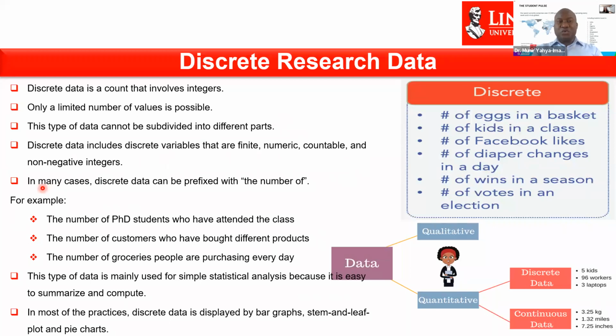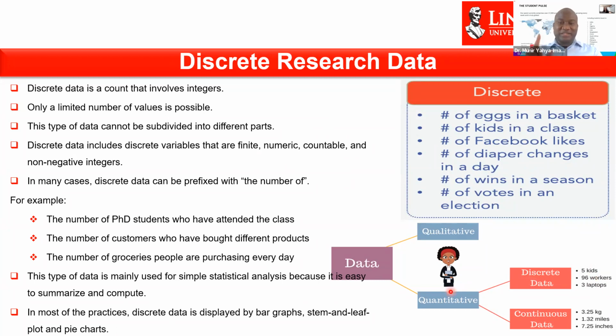So, for example, you can say the number of PhD students who have attended the class. That's an example of discrete data. The number of customers who have bought different products. The number of groceries people are purchasing every day. This type of data is mainly used for simple statistical analysis because it is easy to summarize and compute. In most practices, discrete data is displayed by bar charts, stem and leaf plots, as well as pie charts. It can be number of eggs in a basket, number of kids in a class, number of Facebook likes, number of diaper changes in a day, number of wins in a season, number of votes in an election. Then you can have something like 5 kids, 6 workers, 3 laptops.